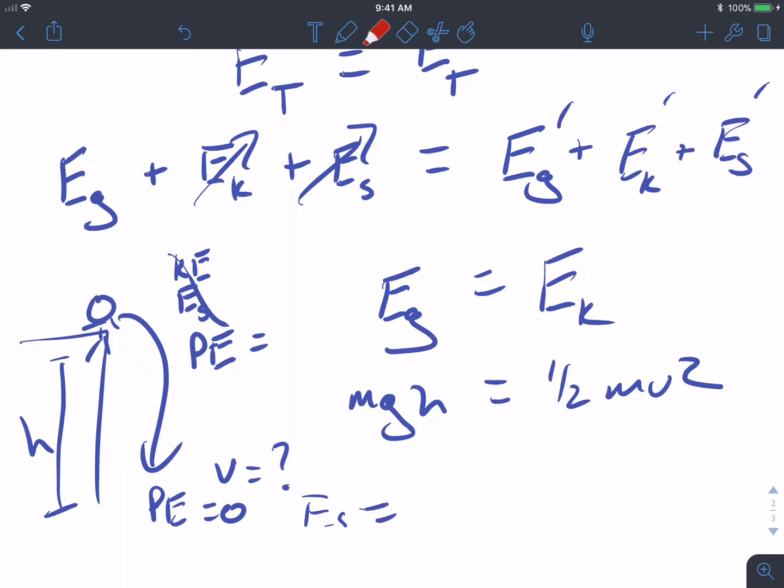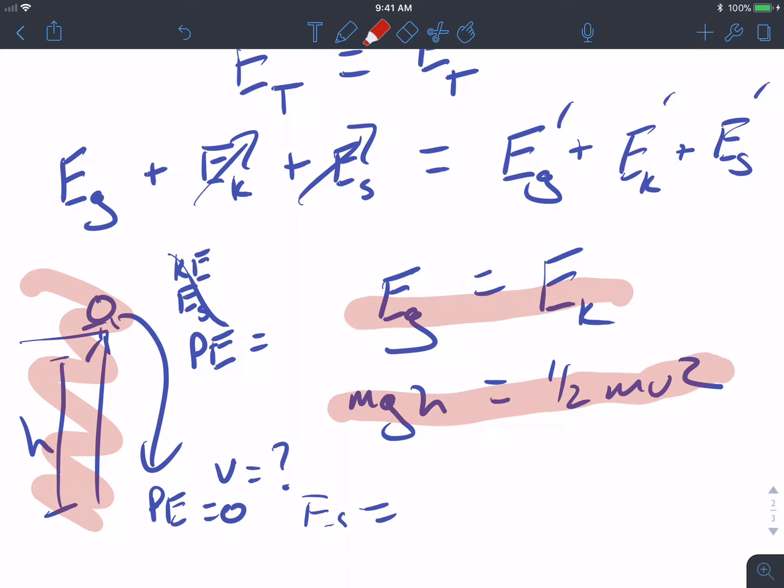And then when we get rid of all of the variables that we don't need, such as the scenario seen below, we have a ball being dropped off a building. It starts out with gravitational energy and it's converted into kinetic energy. So we can just cross out kinetic and spring energy before, and we can cross out gravitational and the spring energy after. So we get that the gravity is equal to the kinetic energy. And then when we break it into its components, we have mgh is equal to 1/2 mv squared.